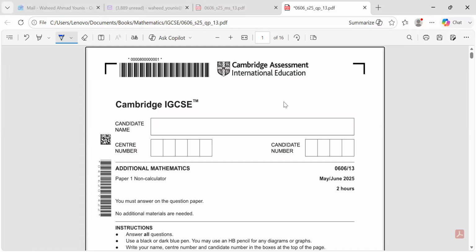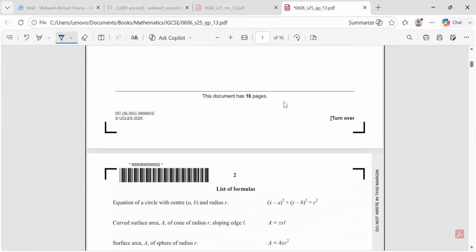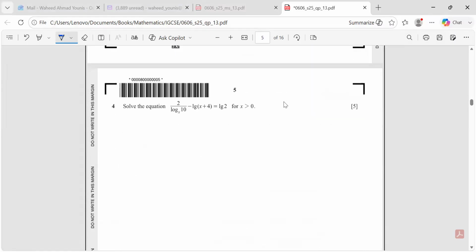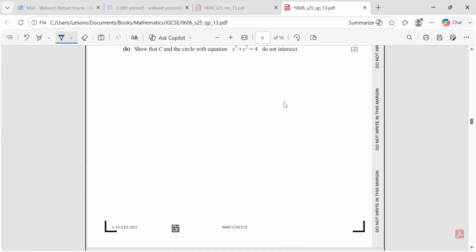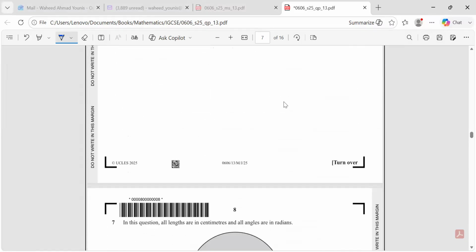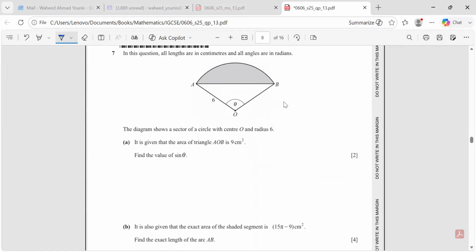So right now I have this Additional Mathematics Paper 1, May June 2025. We have been solving this paper, and we already did, I believe, 6 questions of this paper. So I will do question number 7 right now. Here is question number 7.